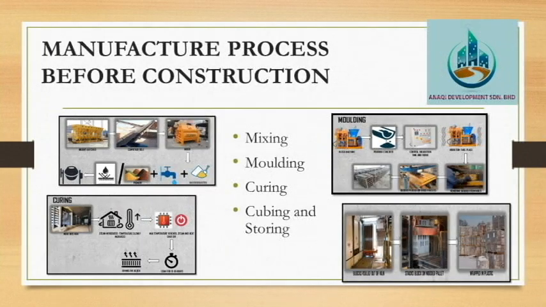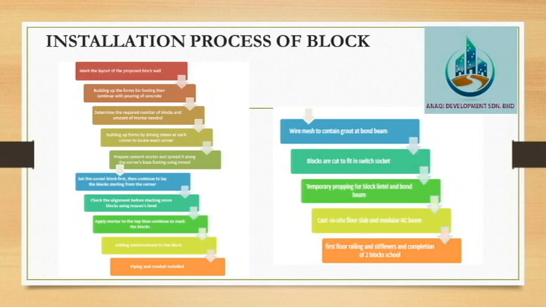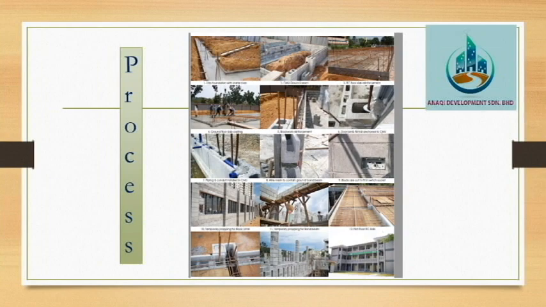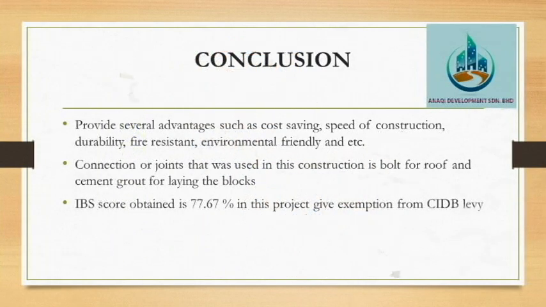There are two processes involved, which are the manufacturing process and the installation of blocks. In the manufacturing process, there are four steps: mixing, molding, curing, and also cubing and storing. The installation process of the blocks is shown in the video above.